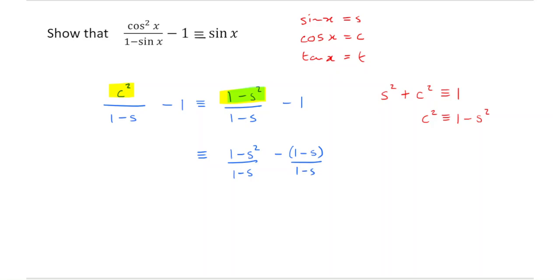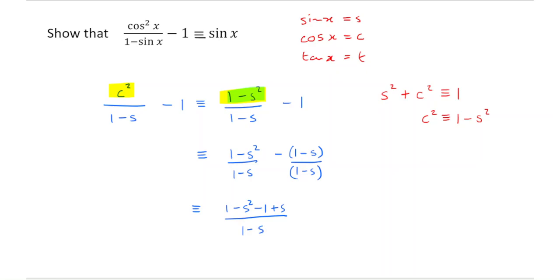Now, I've been very careful to include the bracket there, because you've got to remember that this negative sign here, when multiplied by the negative s, is going to give you a positive s. So you've got to be really careful with your brackets. Now if this is the case, we can combine these, can't we? So on the numerator, I'm going to have 1 minus s squared minus 1 minus minus s, that's plus s, all over 1 minus s.